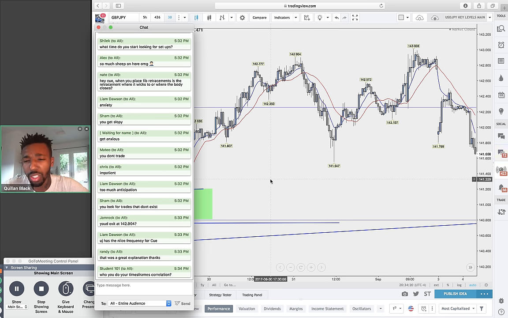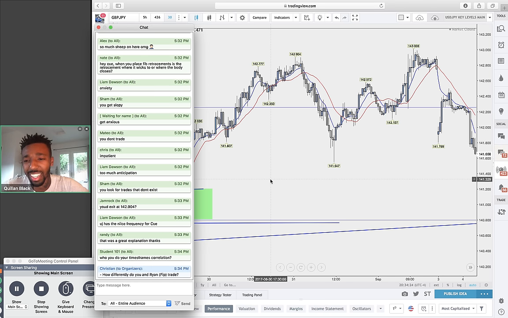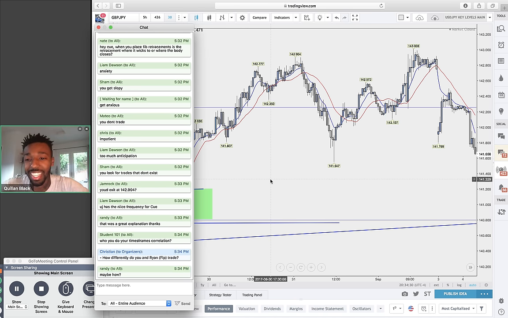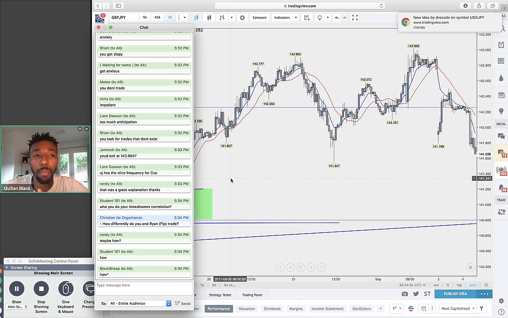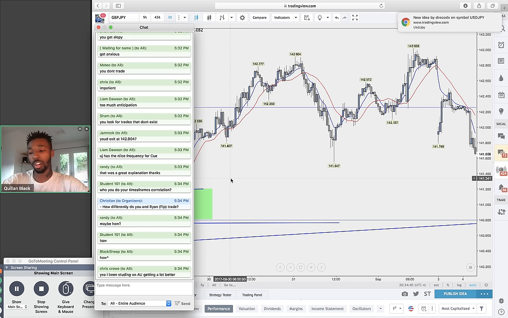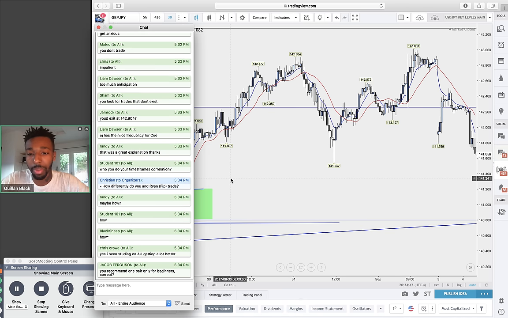How do you do your time frame correlation? I don't know what it means. Maybe how do you do your time frame? I'm not going to get into time frame correlation too much personally, because that's the main thing I actually trade based on. You would have to join Wall Street Academy if you want to get all that kind of information.